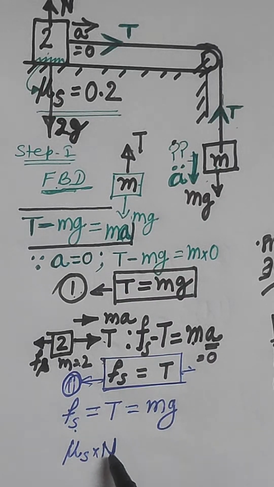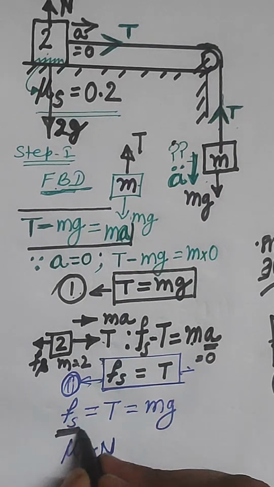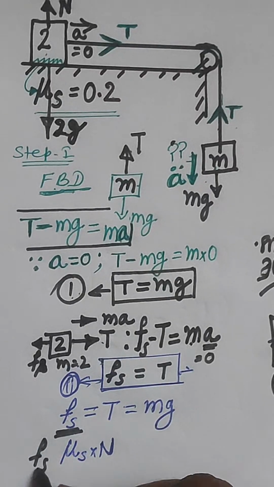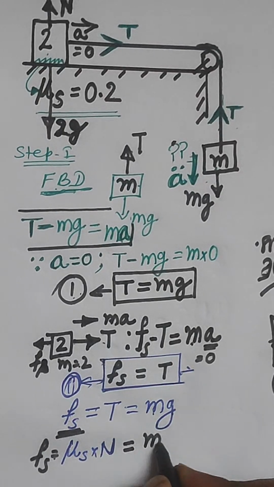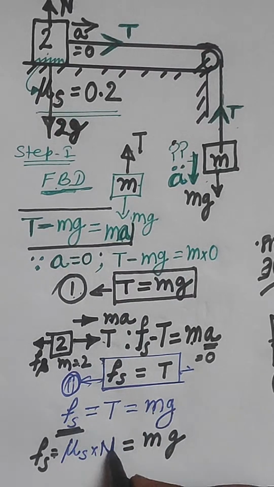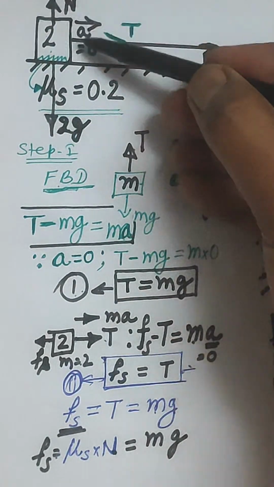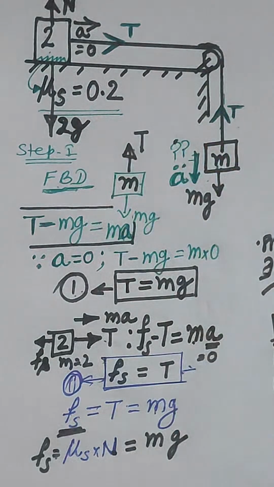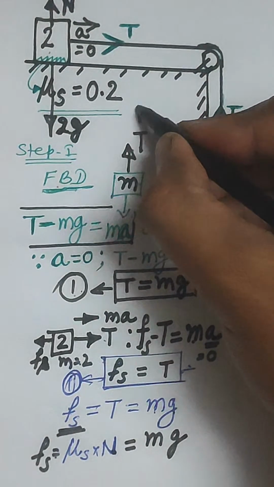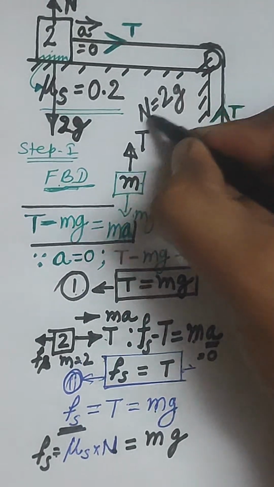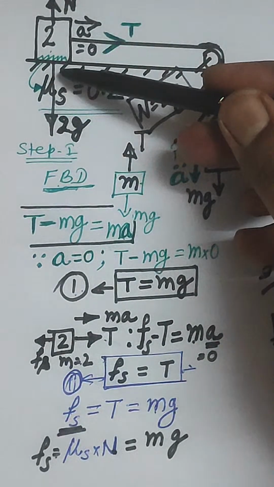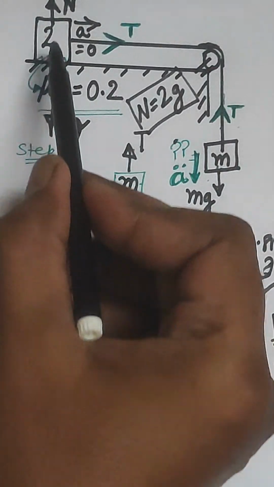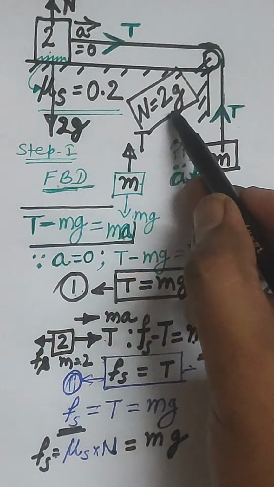So mu s into N is the static friction, the coefficient times the normal reaction. This will be the value of Fs, right? So that's why this will be equated with m into g. And here for this N, you can see the total upward force will be equal to the total downward force. So N equals 2g. Here you can see N acting upward and 2g acting downward. 2 kg is the mass of this, so m into g, N equal to 2g.